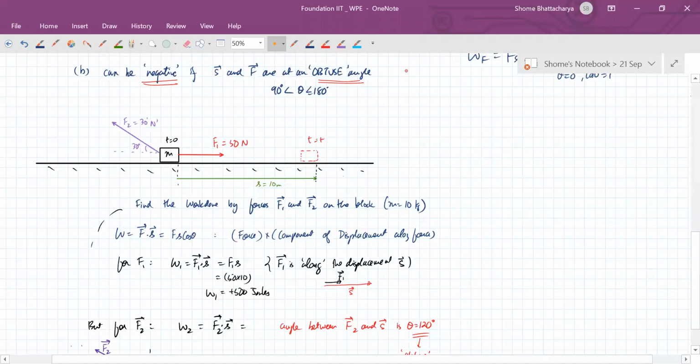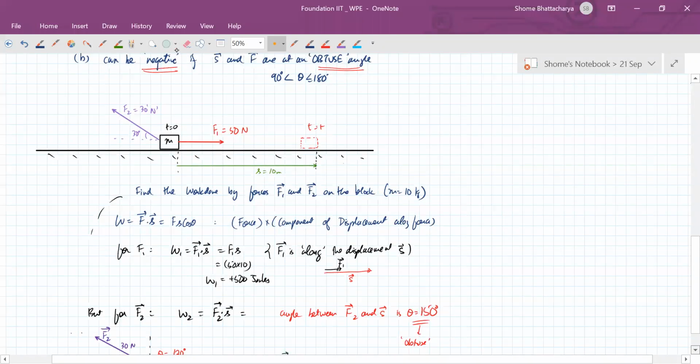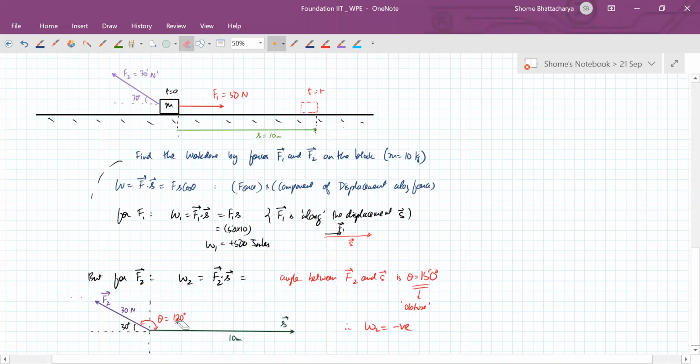Oh sorry, yes, that will be 150. Correct. My mistake. This angle will be 150. So I'll correct this. Okay. Yes, Dhruv, very good. That's correct. Your answer is correct. Anyhow, let's write down this part first.